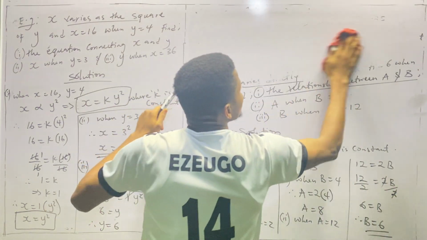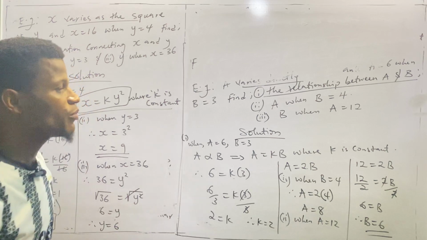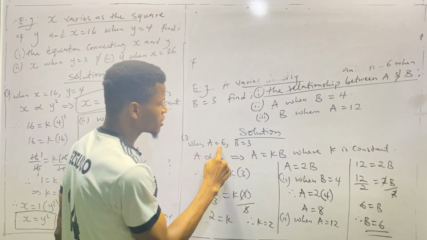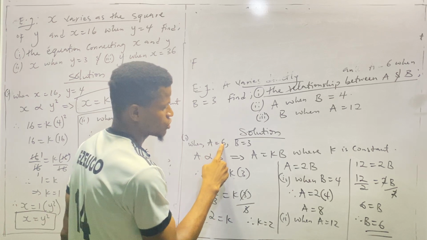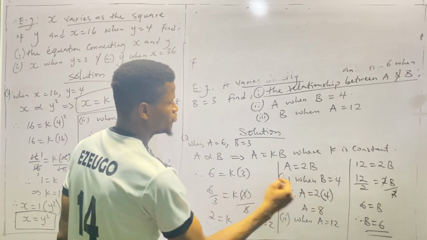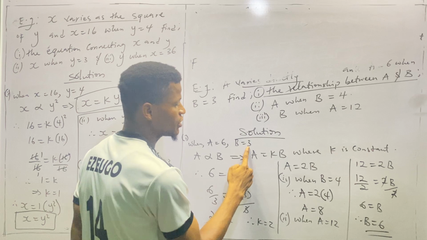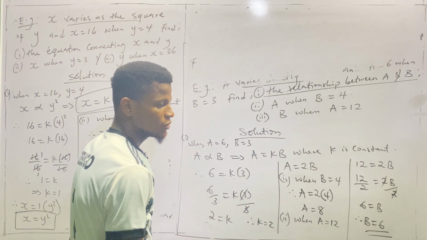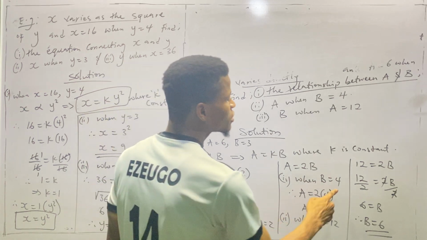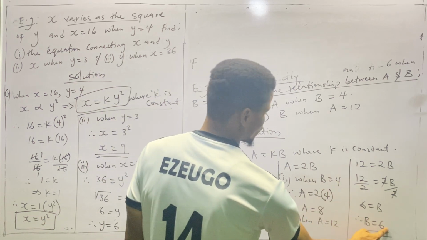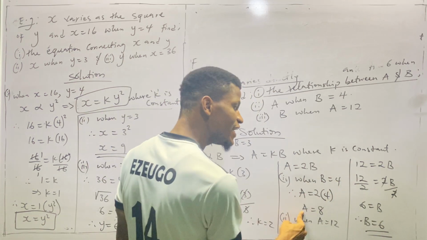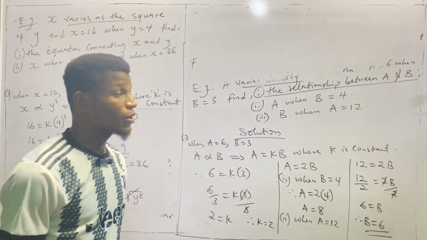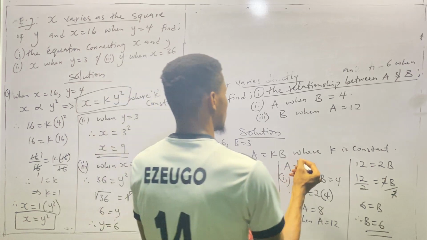Now, before we go over to inverse, I want you to notice something. In this direct variation, notice that when a increases from 6 to 8, b increases from 3 to 4. Alright? Now, when b increases from 3 to 4, a increases from 8 to 12. Alright, so look at the three things here.